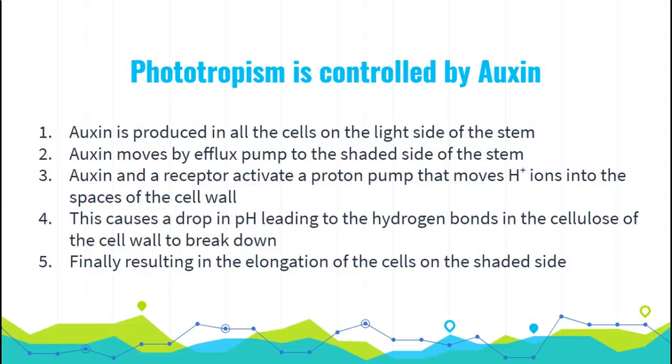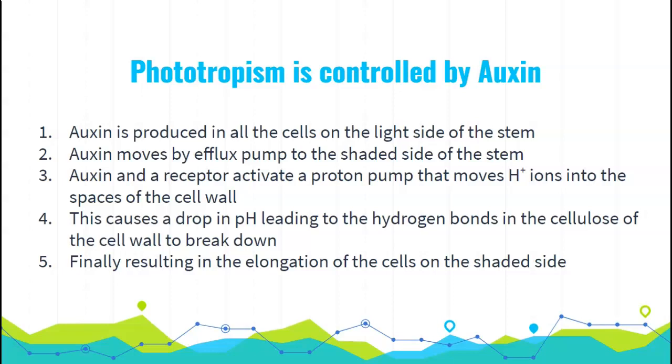Well, phototropism, obviously we're still talking about auxin. Phototropism is controlled by auxin. There's a way that auxin does this, and it's a little complicated because why wouldn't it be? You're in IB biology. So I want you to picture a plant stem. You have a left side and a right side of the stem. What happens is the auxin is produced on the light side, and moves to the shaded side of the stem.